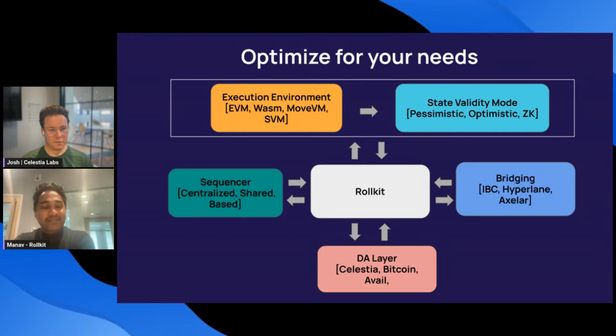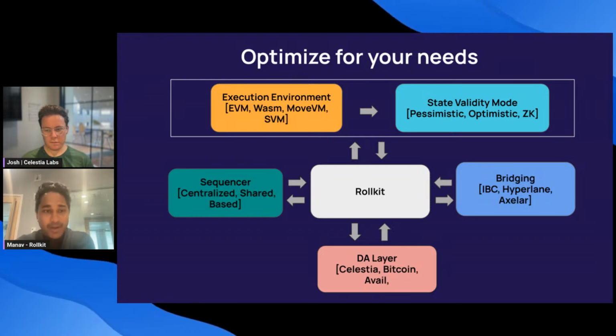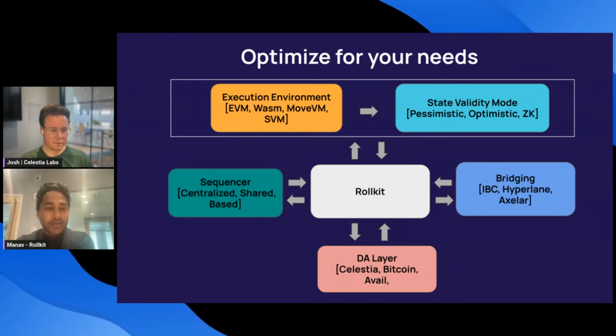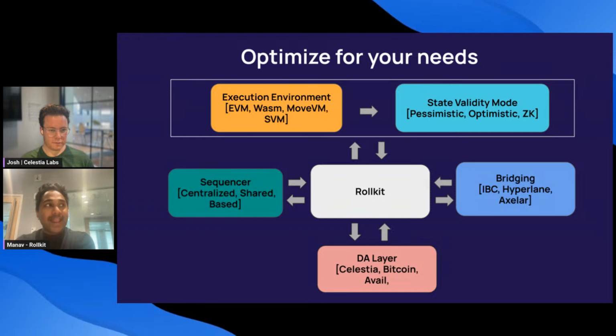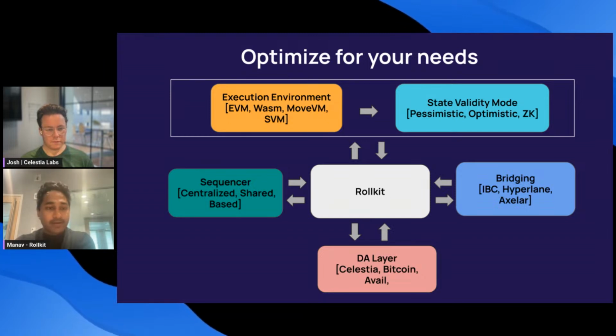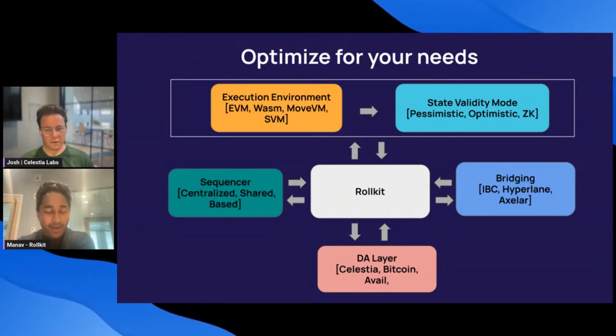I'm also excited about these different execution environments that are coming in, and how you would have different proof systems and different state validity modes for these particular execution environments. More generally, I'm excited about enabling more degrees of freedom for a developer and giving them more choice. That allows a bigger community of developers to use Rollkit and have their own sovereign chain. I think that's very powerful.